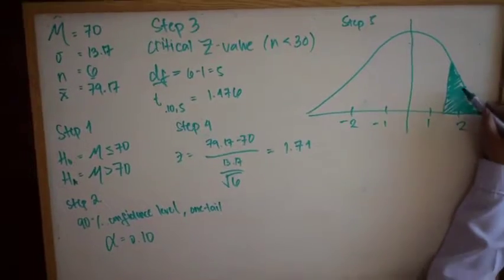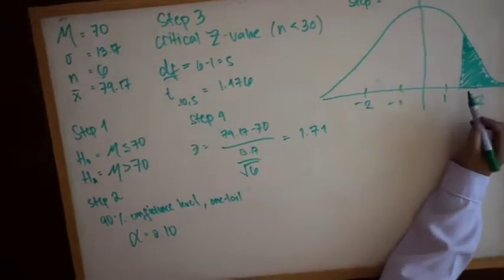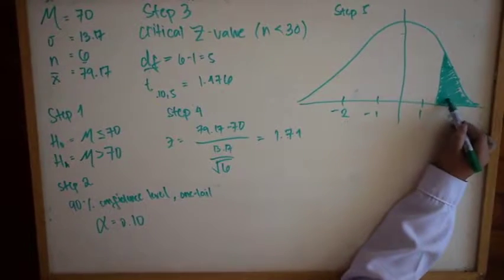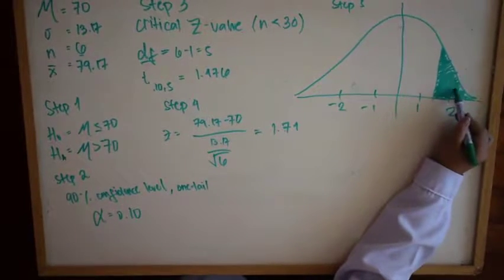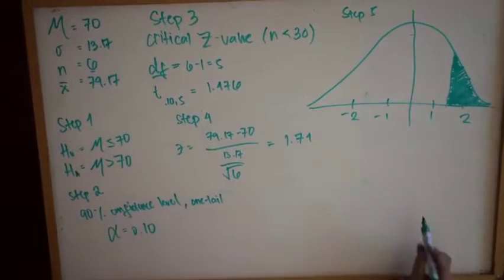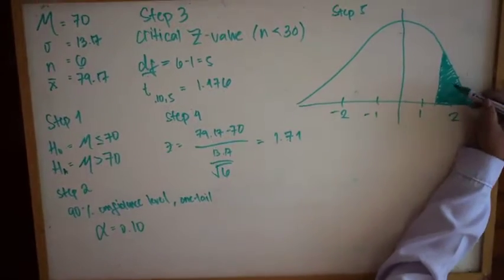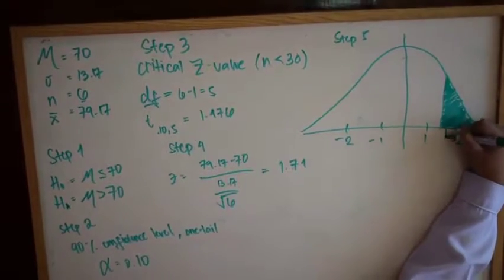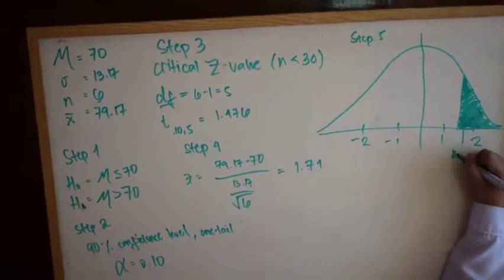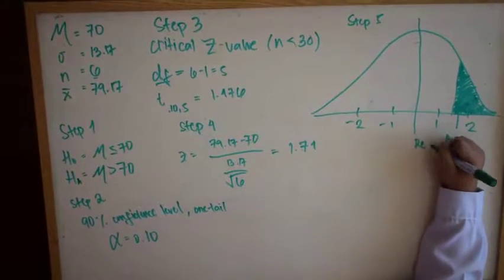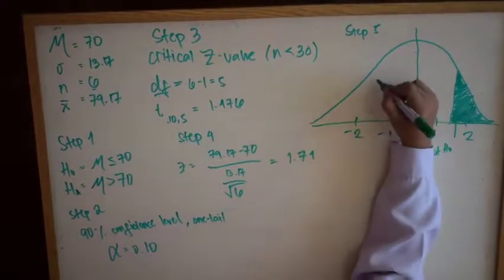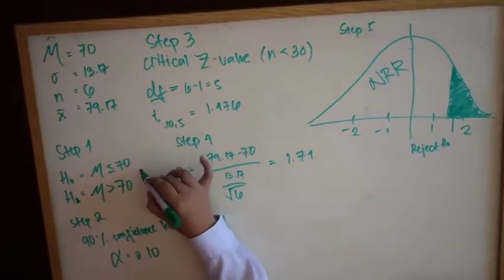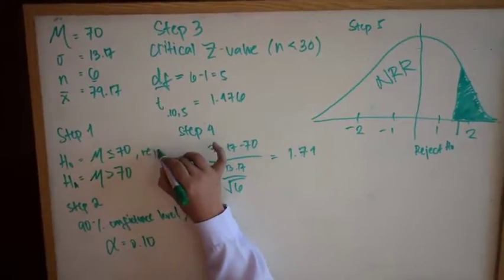Then we locate 1.71, our t-value from the formula, which is in the rejection area. So we need to reject H0 since it is not inside the non-rejection area. So we reject H0, which is mean is less than or equal to 70, and we accept HA, which is mean is greater than 70.